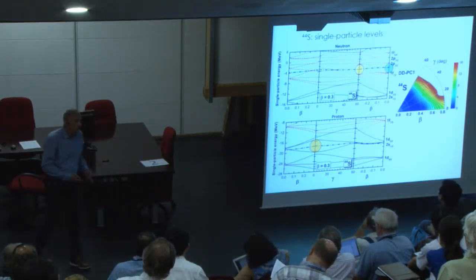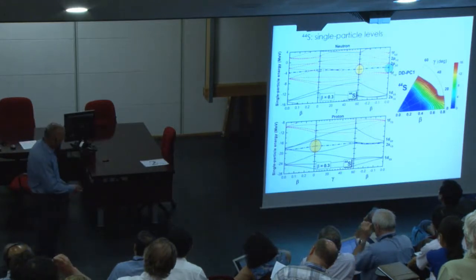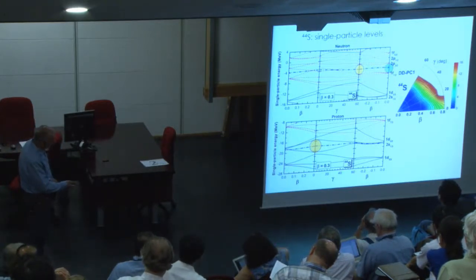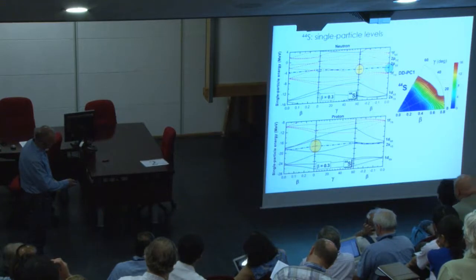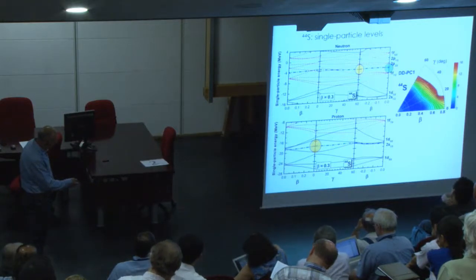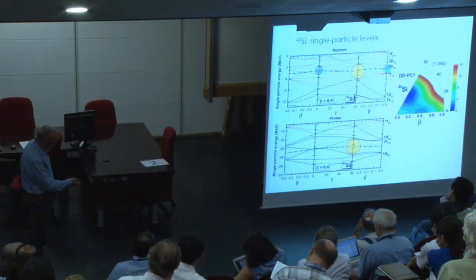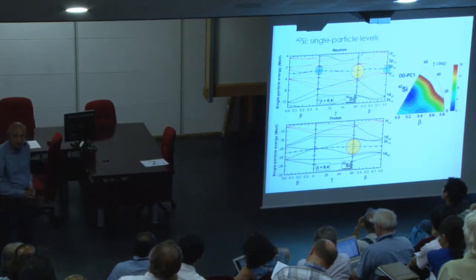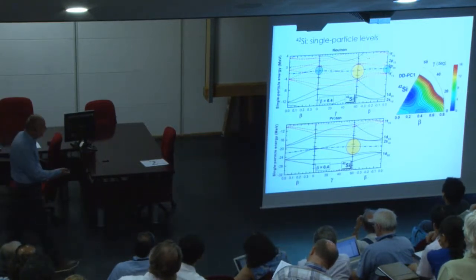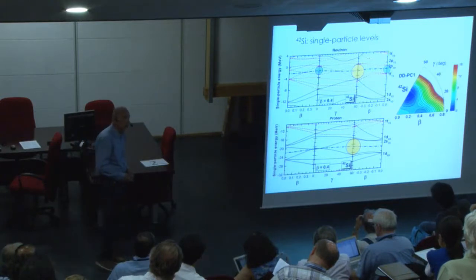It's a very simple picture, and now you already see what is going to happen. If this is, of course, the Fermi level, you already can guess what is going to happen if we decrease the number of protons by 2, then the gap is here. So then in silicon-42, both for neutrons and for protons, the largest gap is found on the oblate side, and of course, silicon-42 is an oblate nucleus.